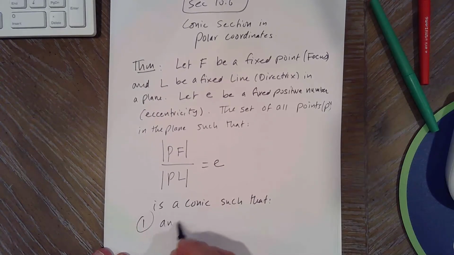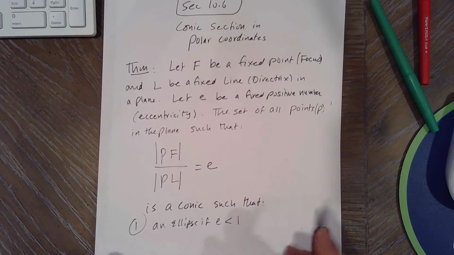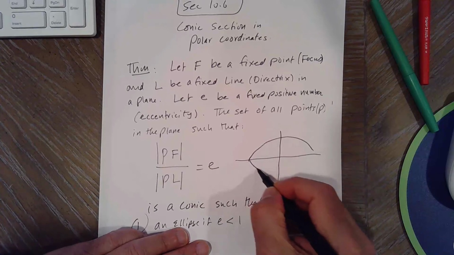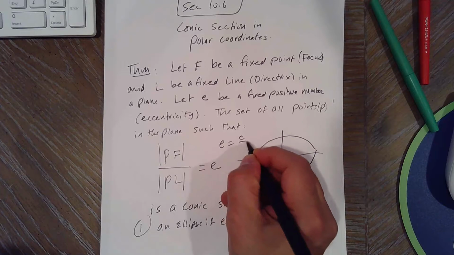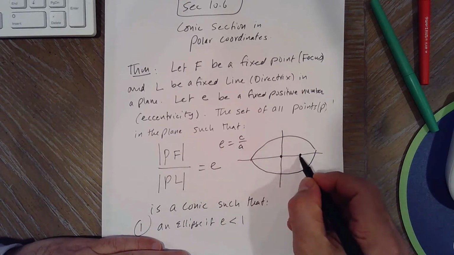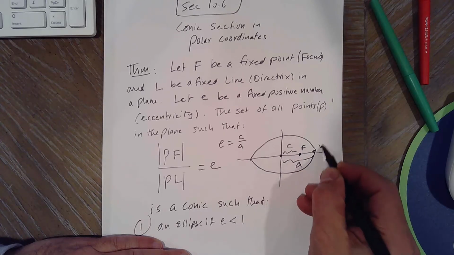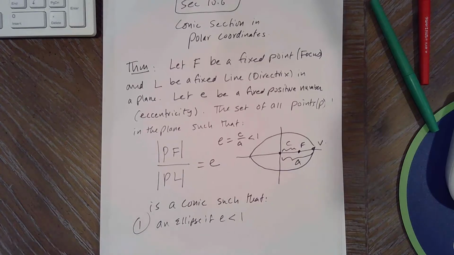such that it's an ellipse if E is less than 1. Again, just so you understand, in an ellipse, E equals C over A. In an ellipse, this is A and this is C, focus, vertex. So obviously C is less than A, or C over A is less than 1. So if C is less than A or E is less than 1, then we get what we call an ellipse.